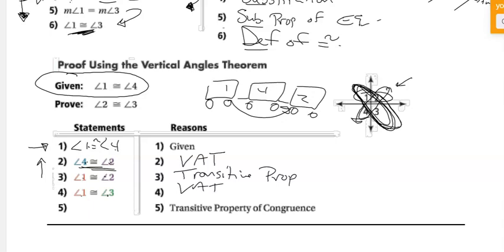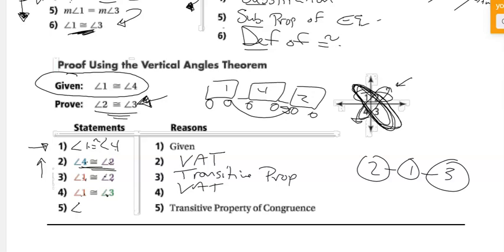Lastly, the transitive property. Let's try to imagine what they're saying. 2 is to 1 and 1 is to 3. So what do you think they're going to say? Well, the last step is going to be what we're trying to prove. Angle 2 is congruent to angle 3.